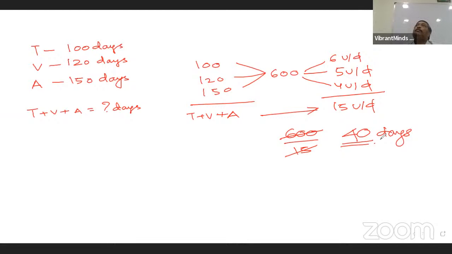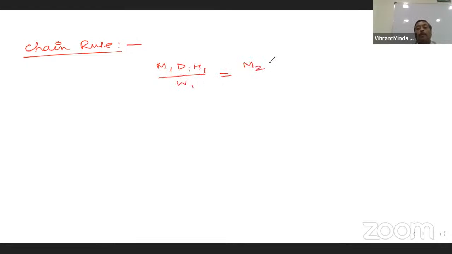Now see, I will give you one rule, a chain rule, where some questions need this treatment. Okay, let's go. So understand chain rule. Now what is chain rule? It is nothing but a formula. And chain rule says M1 D1 H1 by W1 is equal to M2 D2 H2 by W2.